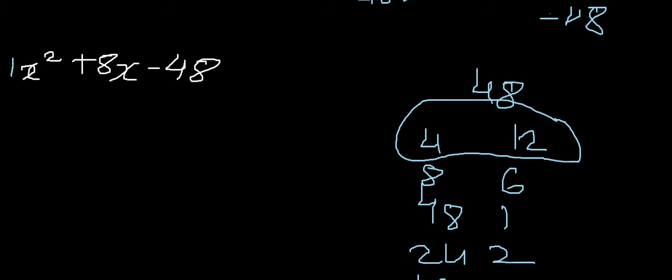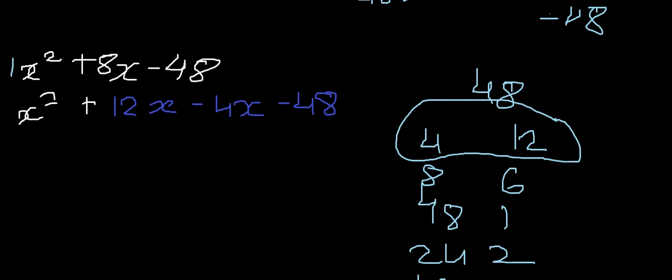So let's write this equation by using these factors. I've got x squared plus 12x minus 4x minus 48. Now 12x minus 4x is 8x, so we have just split the term into two. So we have got this equation.